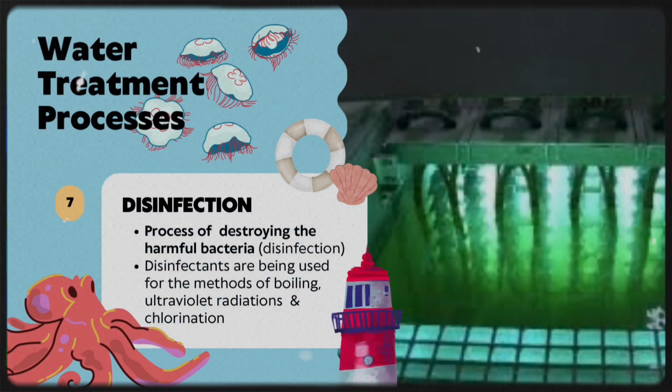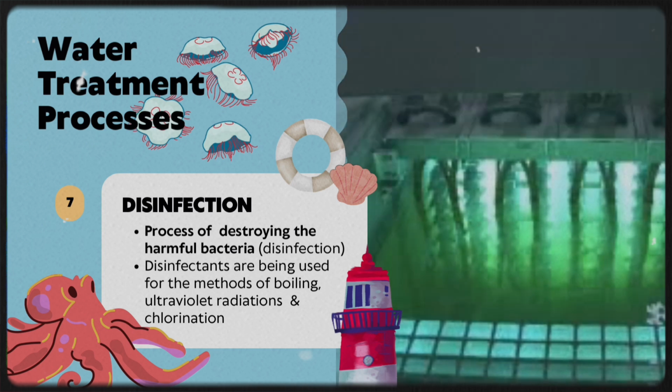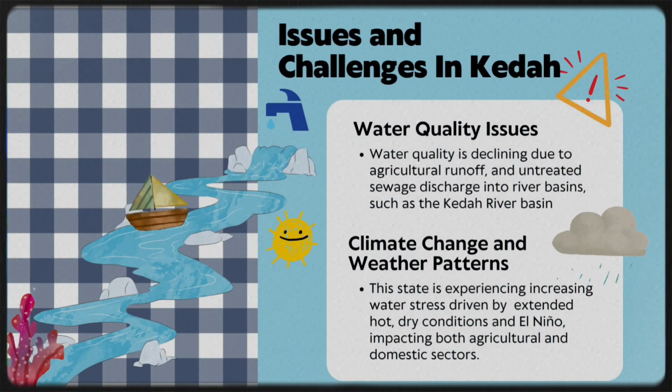Lastly, we need to disinfect the water to destroy harmful bacteria. We're using the methods of boiling, ultraviolet radiation, and chlorination. There are also issues and challenges in Kedah. One of them is water quality issues. Water quality is declining due to agricultural runoff and untreated sewage discharge into river basins.